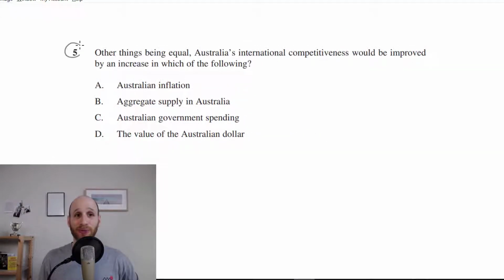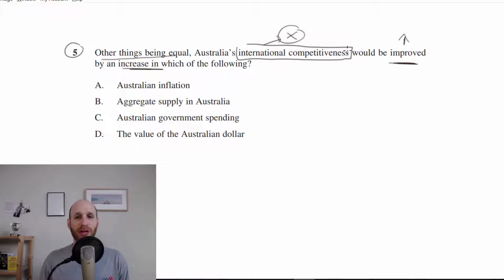Here we are at question 5. So, other things being equal, Australia's international competitiveness, so we're thinking about how successful its exports are on world markets, would be improved, right? So we are increasing international competitiveness by an increase in what? So we're trying to increase competitiveness by doing what?